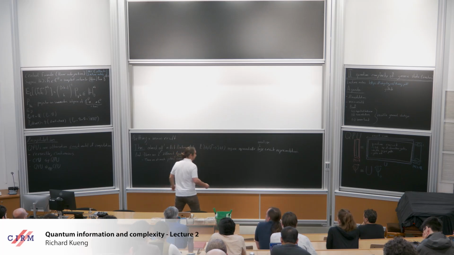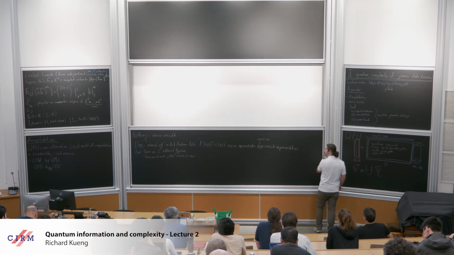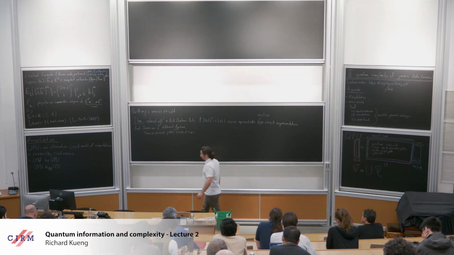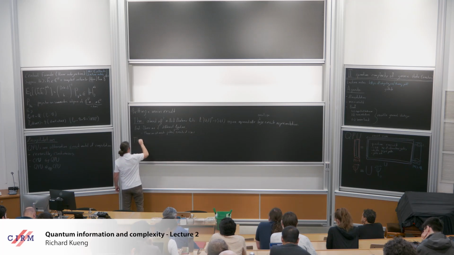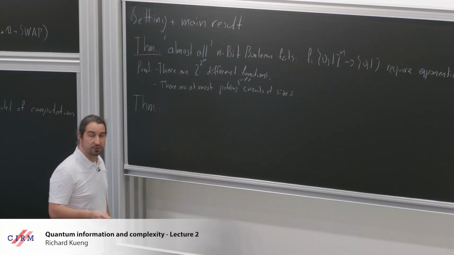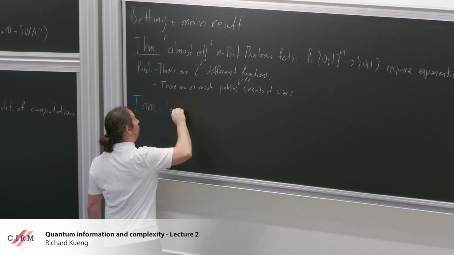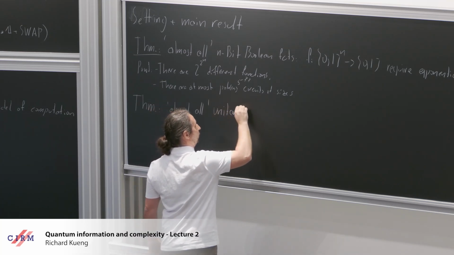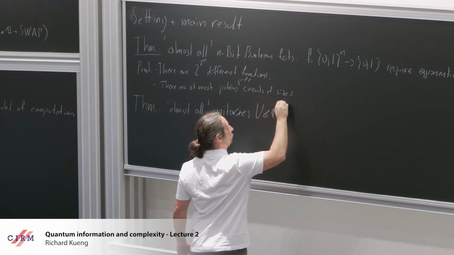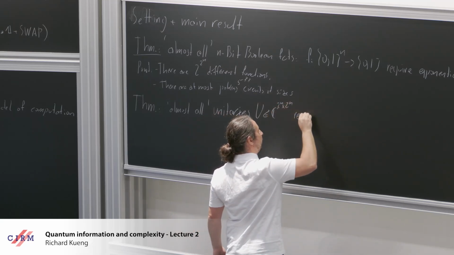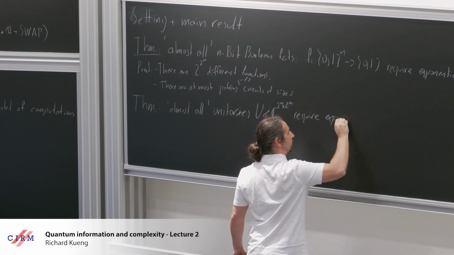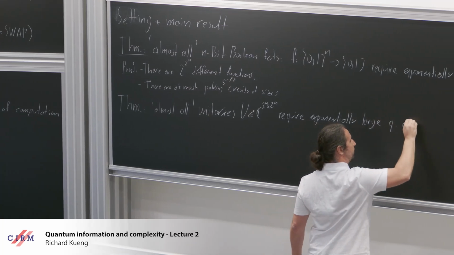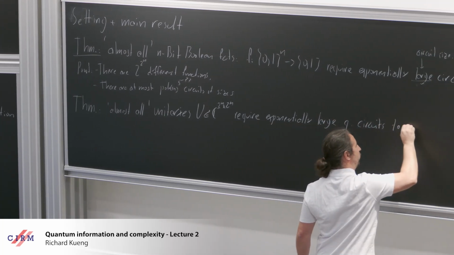So what we will prove today in this lecture is a new theorem, or what you can prove with the methods I'm going to show you: almost all unitaries U in C^(2^n × 2^n) require exponentially large quantum circuits to approximate.